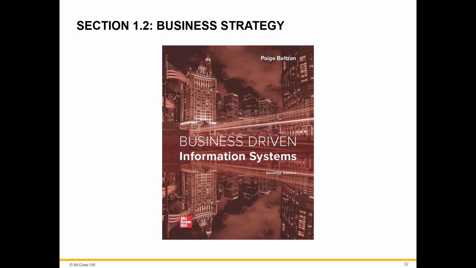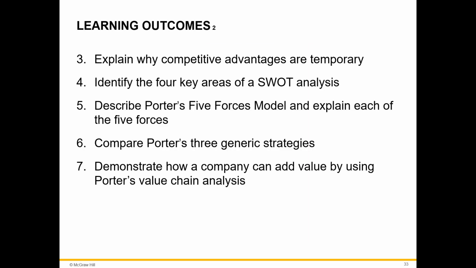In this video, I'm going to cover section 1.2 Business Strategy. The objectives for this section are to explain why competitive advantages are temporary, identify the 4 key areas of a SWOT analysis, describe Porter's 5 forces model, and explain each of the 5 forces, compare Porter's 3 generic strategies, and finally demonstrate how a company can add value by using Porter's value chain analysis.